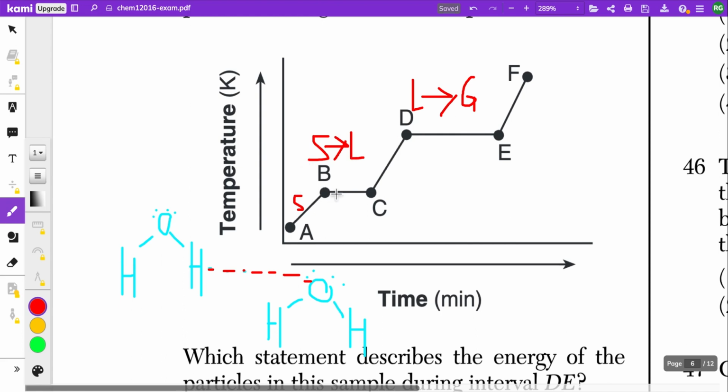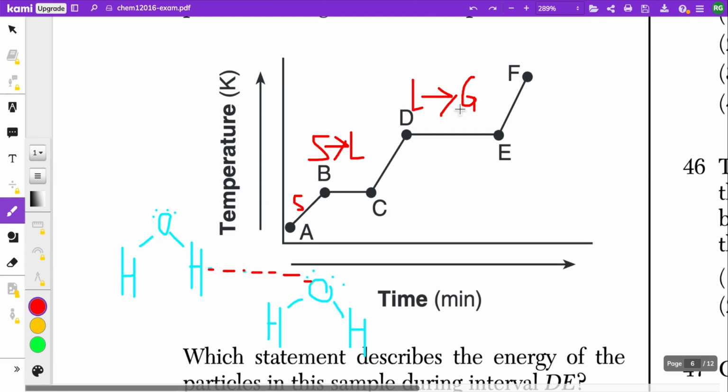Now, because our temperature stays constant, we know that what we're essentially doing is trying to weaken these intermolecular forces. So during this BC interval, we're weakening forces of attraction between two different water molecules. And when we weaken them, this allows them to slip and slide past one another, becoming a liquid. So this is how you go from a solid to a liquid. You weaken these intermolecular forces. That allows the molecules to slip past one another.